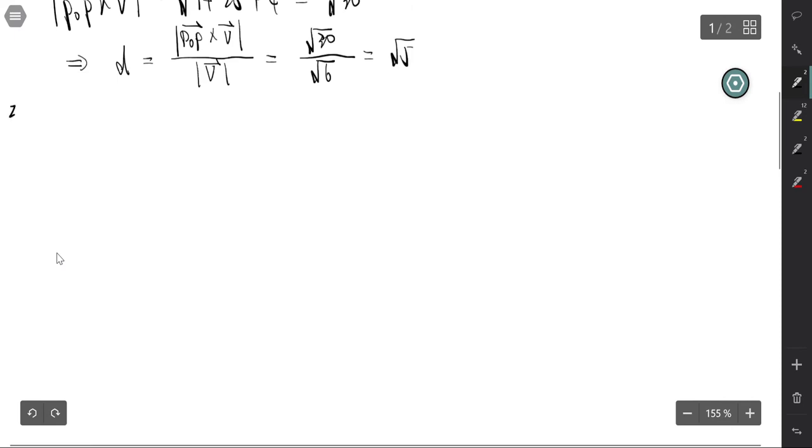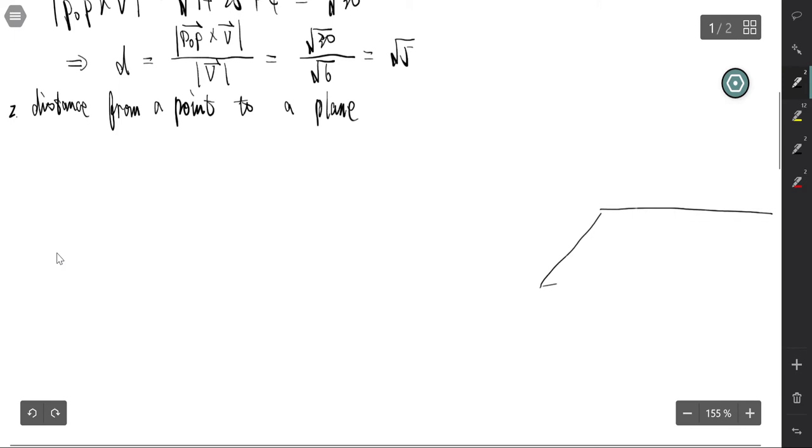The second is the distance from a point to a plane. If the plane passes through a point P naught, and a point P, with coordinates x, y, z, is outside this plane, we need to find the distance from P to the plane.